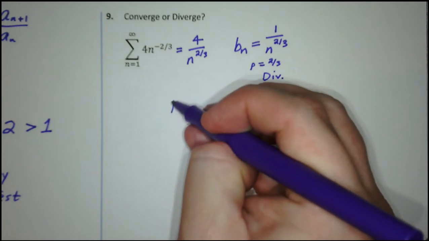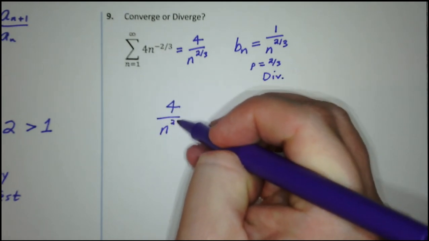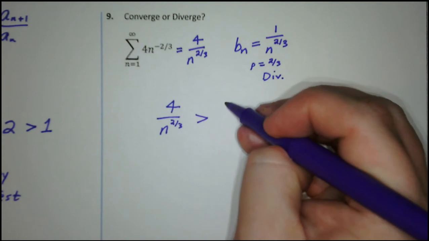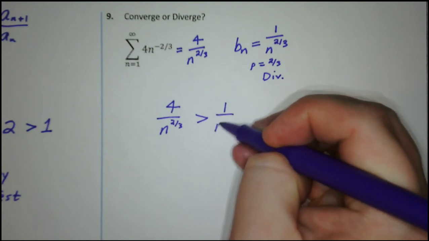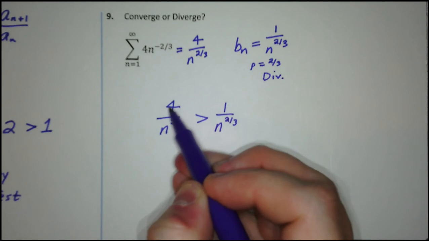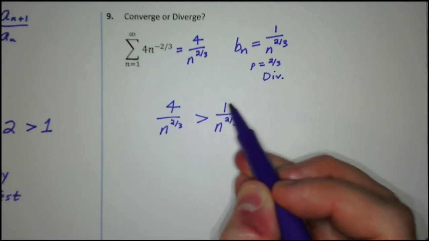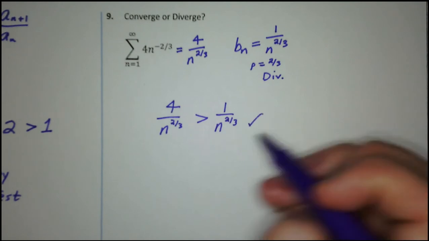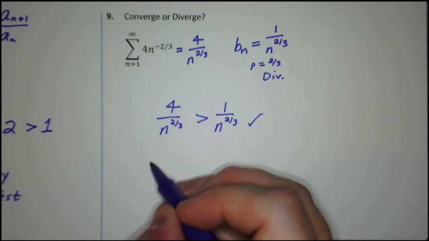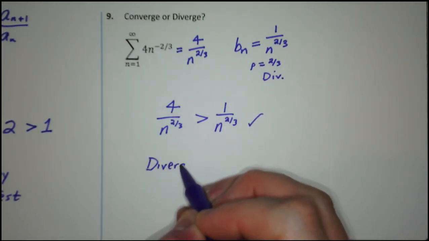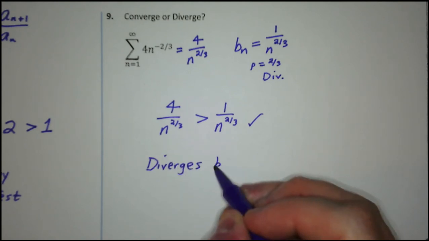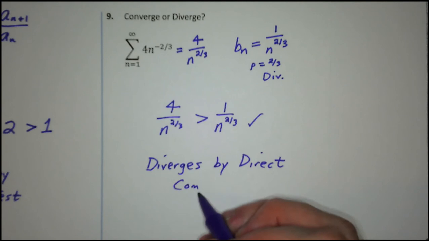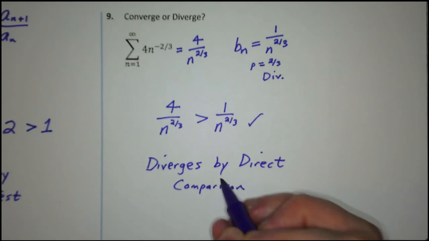So, heck yeah, 4 over n to the 2/3 is absolutely going to be bigger than this, because this has a numerator of 4, this has a numerator of 1, so this has a bigger numerator. So yeah, this checks out. So we can now say that our series diverges by direct comparison.